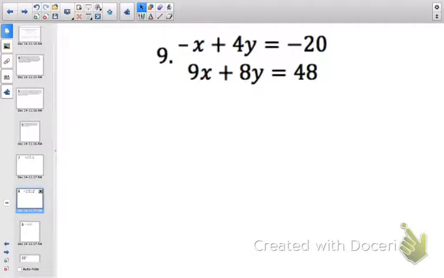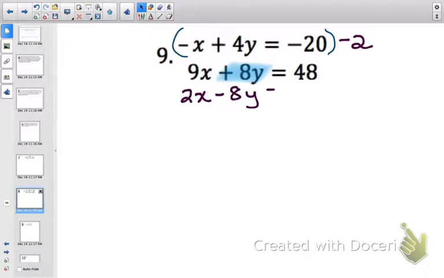Number 9 is an elimination problem. If we look vertically, both of our equations are in standard form, and it's looking like eliminating y's is going to be easier because I already have 4 and 8, so I only need to change that first equation. Because I already have a positive 8y, I know I want a negative 8y, so I'm going to multiply that first equation by negative 2.